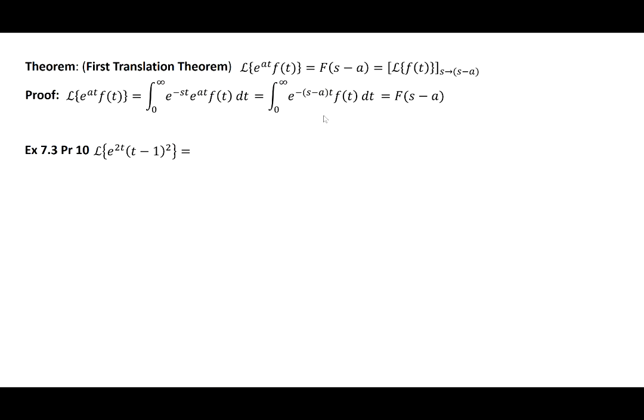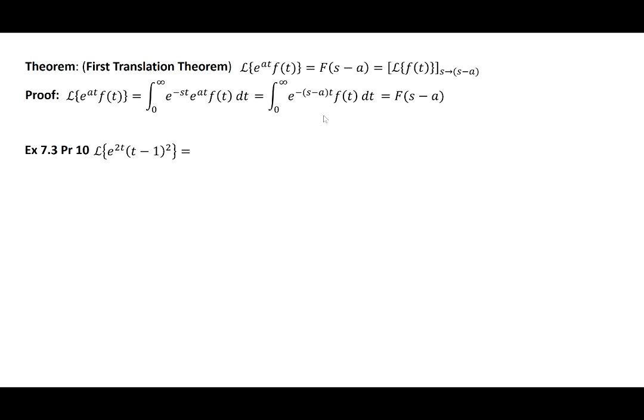How do we find Laplace of e to the 2t times (t minus 1) squared? Does this look like Laplace of e to the at times f of t? That's the way to think about all of these things. Does it have that form? What form is it in?